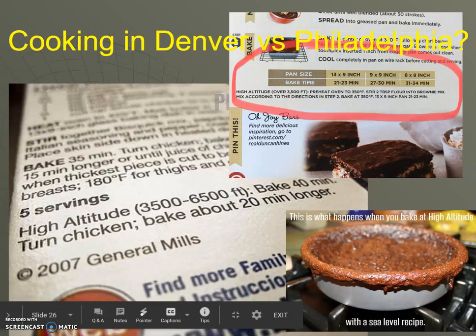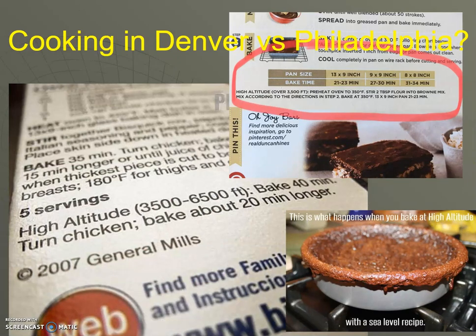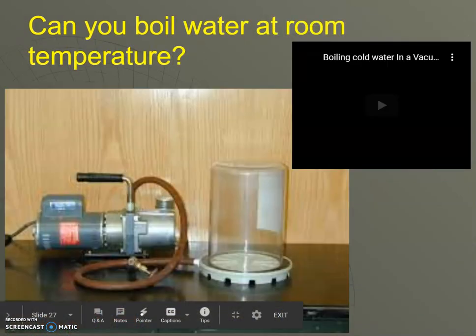Okay, you'll see on a lot of different ingredients, different high altitude directions. This is for Shake 'n Bake, and it says bake your chicken for 40 minutes, turn the chicken and bake it for 20 minutes longer, and it gives you your altitude in feet. This is for Betty Crocker, your high altitude instructions. It says how to change your recipe, add a little bit of extra flour, and this is what happens when you bake at a high altitude with a sea level recipe. It won't get hot enough. So we change the boiling points completely.